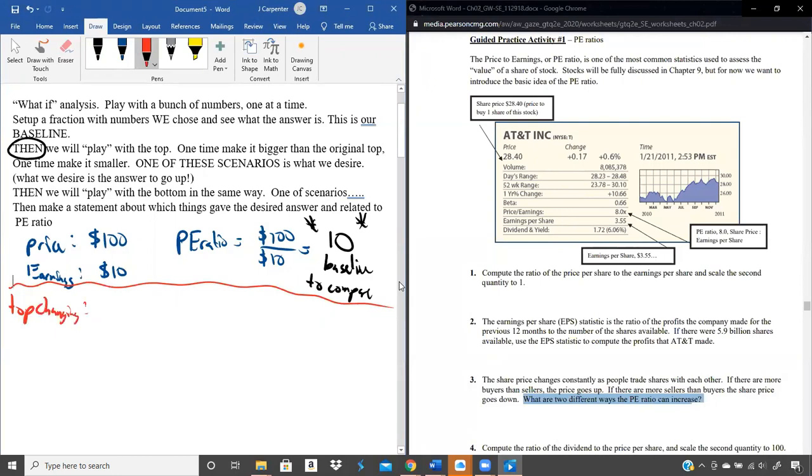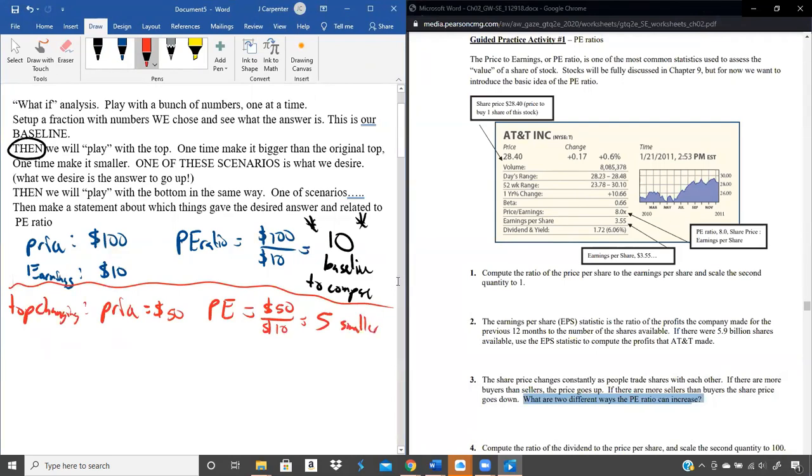Let's make it one time a price of, let's go smaller first. It doesn't matter the order, but let's make the price 50 now. So that the PE ratio is now going to be 50 over 10. 50 divided by 10 is 5. How does that compare to the original baseline? 5 is smaller than 10.